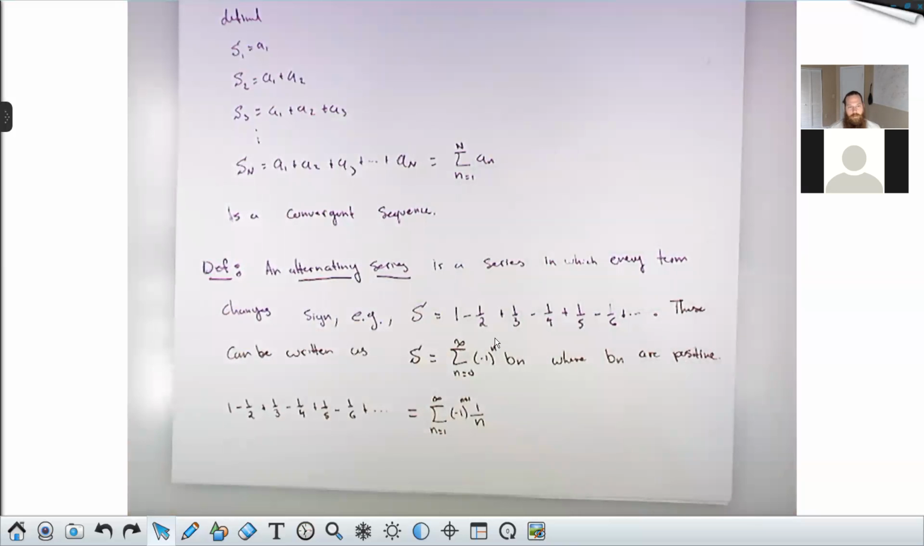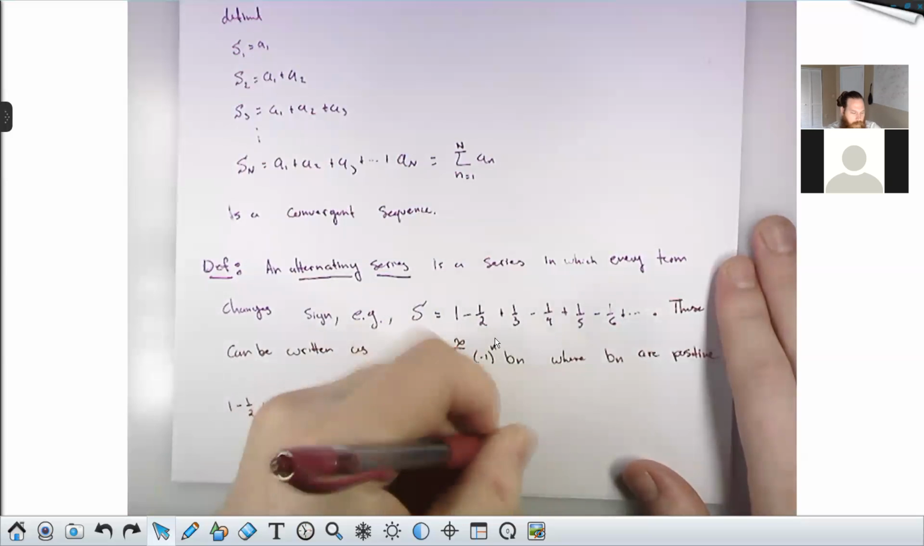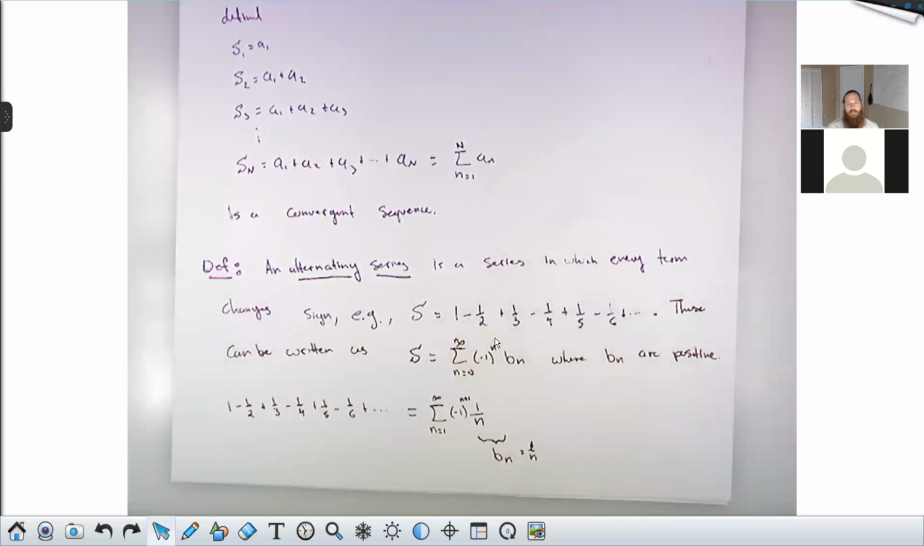And this particular series has a name. This is called the alternating harmonic series. So here, Bn is just the 1 over n piece. Do we feel comfortable with the definition of an alternating series? We can recognize whether a series is alternating or not. And we can move it from the ellipses notation into the sigma notation and vice versa.